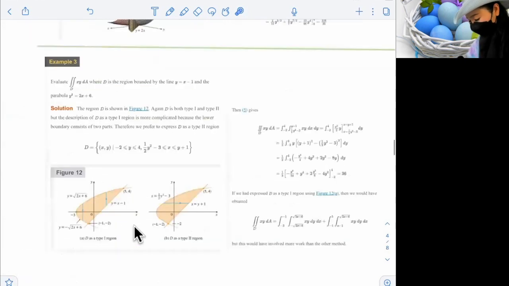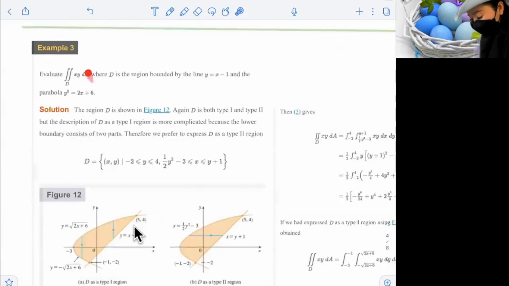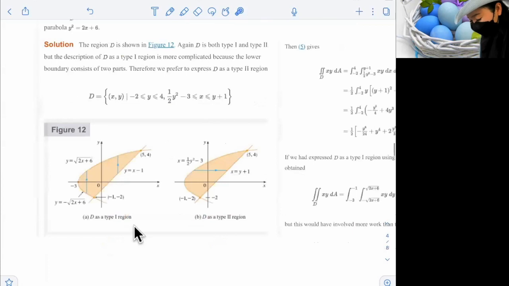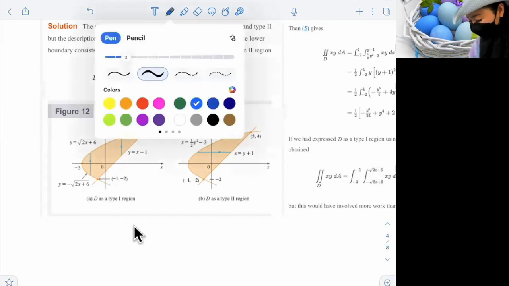Okay, let's look at another example here. They give you a double integral and the region is like this. Can this region be both type 1 and type 2? Which one is better? Actually, if you do it as a type 1 region, do you see what happened over here?